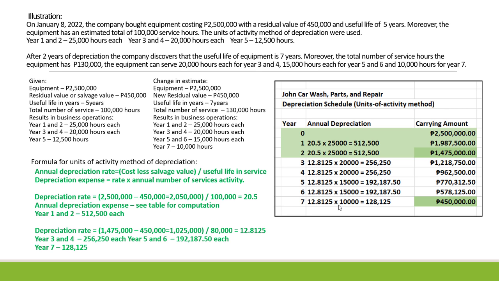Year 1 and 2, 25,000 hours each. Year 3 and 4, 20,000 hours each. Year 5, 12,500 hours. After 2 years of depreciation, the company discovers that the useful life of equipment is 7 years. Moreover, the total number of service hours the equipment has is 130,000 hours. The equipment can serve for year 3 and 4, 20,000 hours each, for year 5 and 6, 15,000 hours each, and for year 7, 10,000 hours.